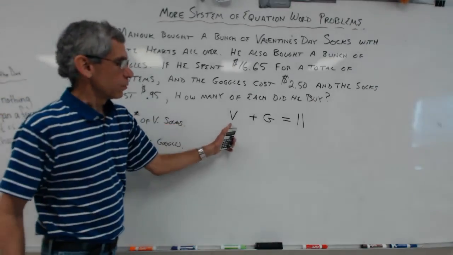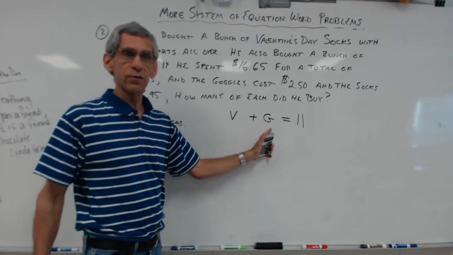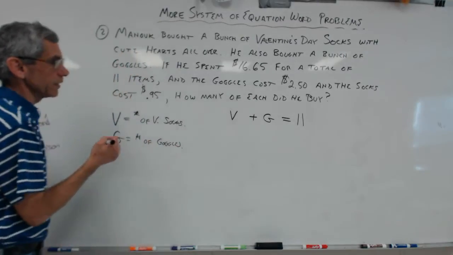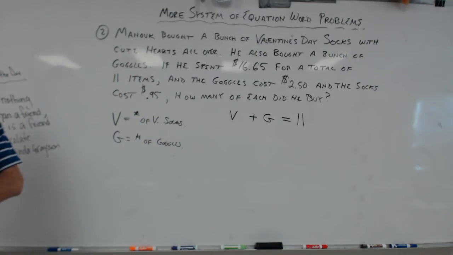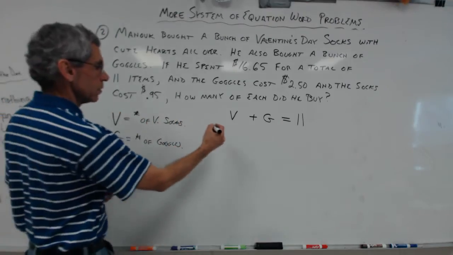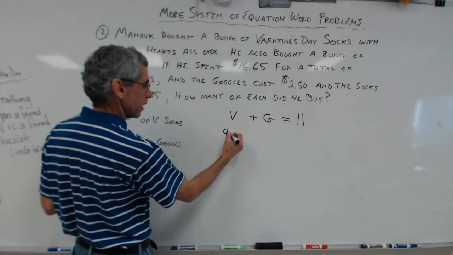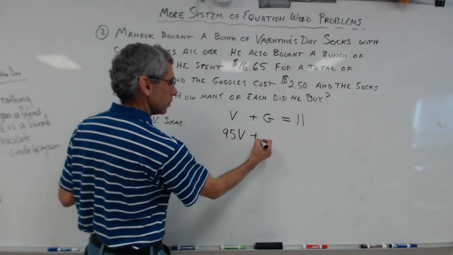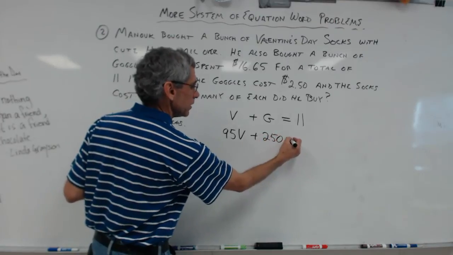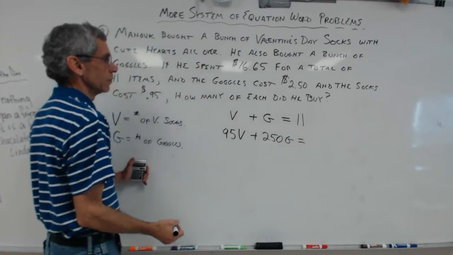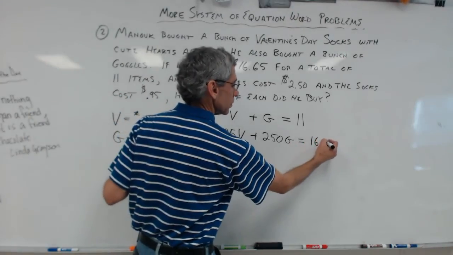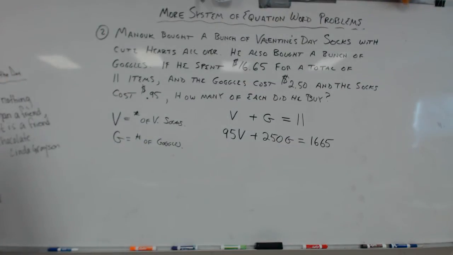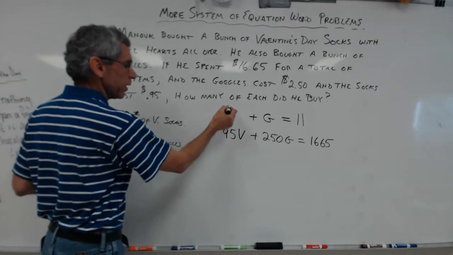The number of Valentine's Day socks plus the number of goggles equals 11 items, right? Okay, and so then, what's my second equation? So 95 cents, and I'm gonna make it into 95V plus 250G equals 1665. Does that make sense? Makes sense, right? So I'm gonna multiply the top equation.